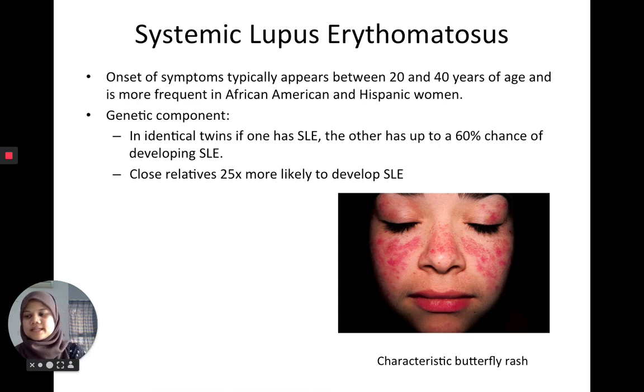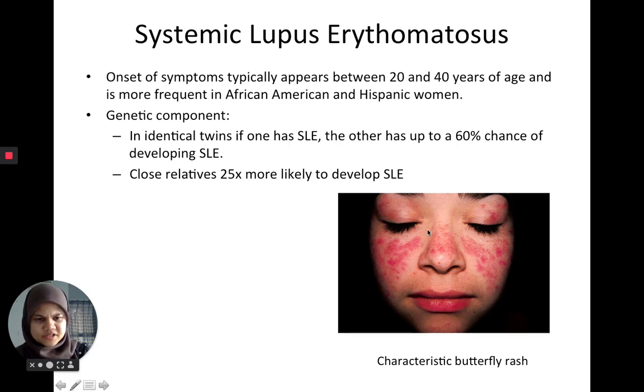So the first one is systemic lupus erythematosus, or SLE, and this is a very common autoimmune disease in women between 20 and 40 years old, especially if they're African American or Hispanic. And there seems to be a very strong genetic component. So in identical twins, if one of the twins has SLE, there's about a 60% chance that the other twin will also develop SLE. And you also have a lot of close relatives having SLE.